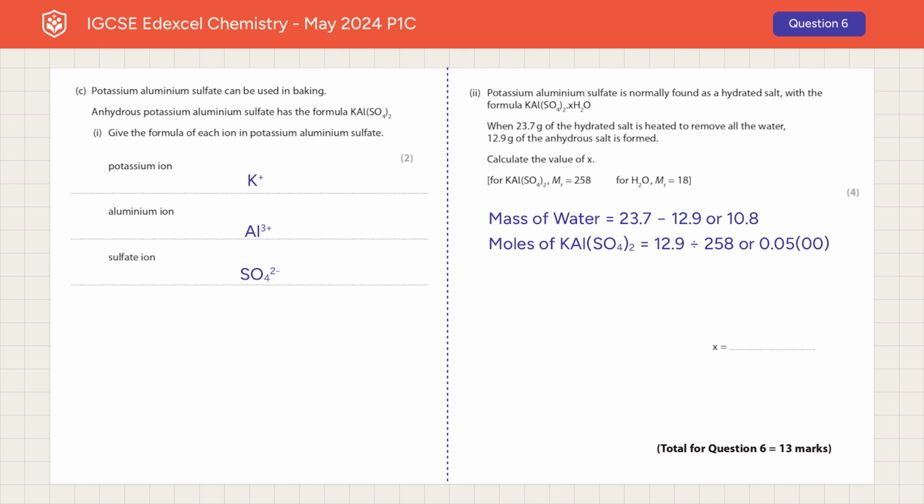We do the same for water with an Mr of 18. 10.8 divided by 18 gives us 0.6 moles of water. Finally, to find X, we find the molar ratio. We divide the moles of water by the moles of the anhydrous salt. 0.6 divided by 0.05 equals 12. Therefore, X equals 12. The full formula for the hydrated salt is KAl(SO4)2·12H2O. This process of thermal decomposition to find water of crystallization is a key practical technique.